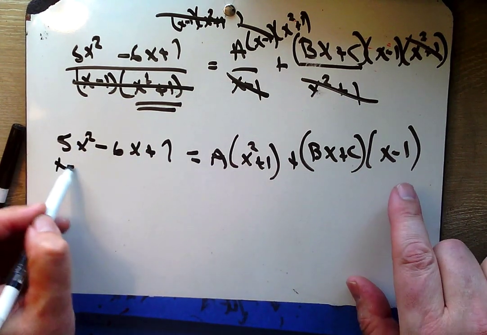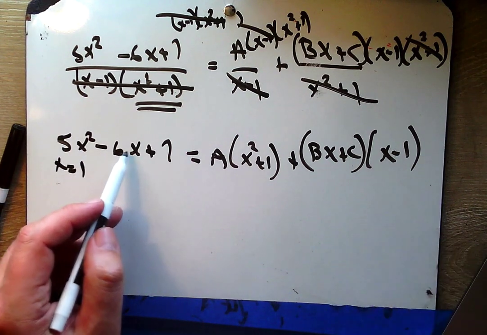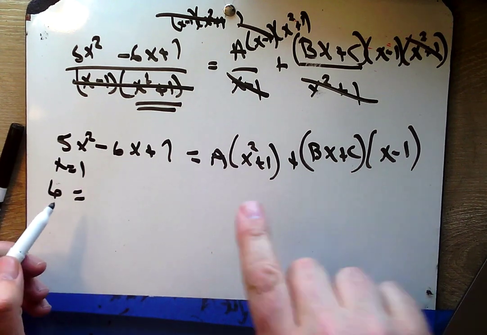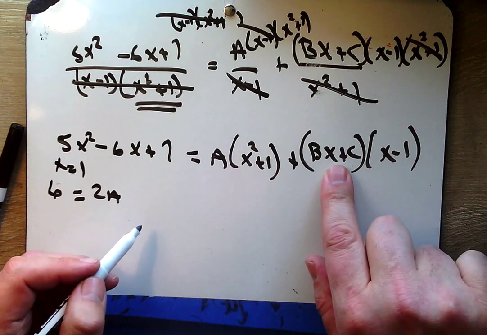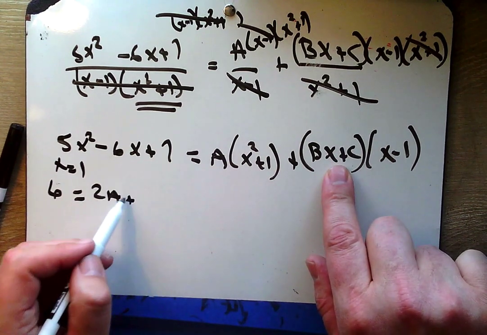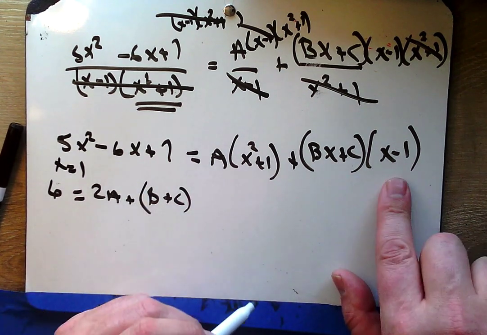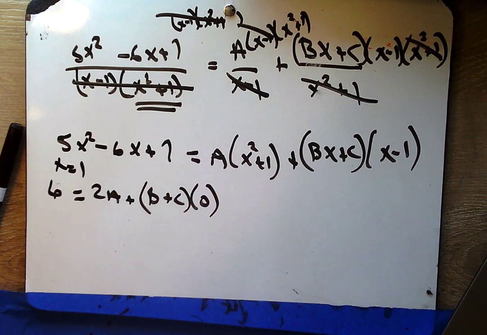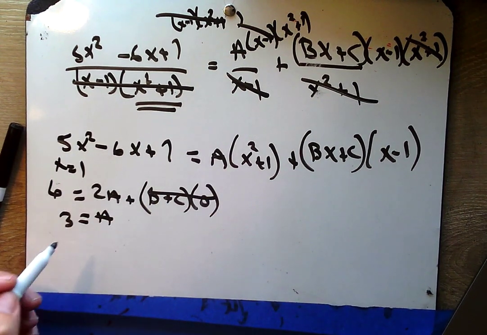I'm going to start with x equals 1. So 5 minus 6 is -1. -1 plus 7 is 6. If I plug a 1 in here, I get 2a. If I plug a 1 in here, I get b plus c times, I plug a 1 in here, I get 0. So I might not have to worry so much about that. That's nice. a equals 3.